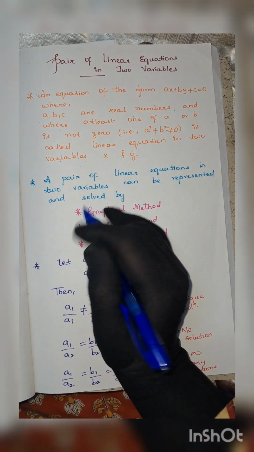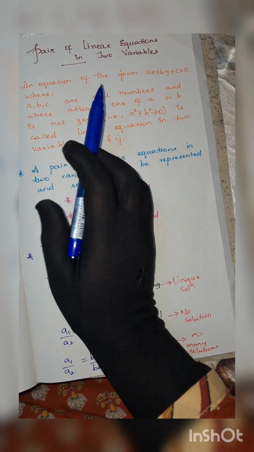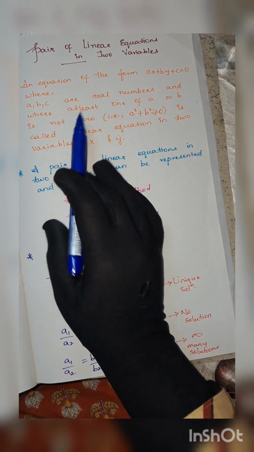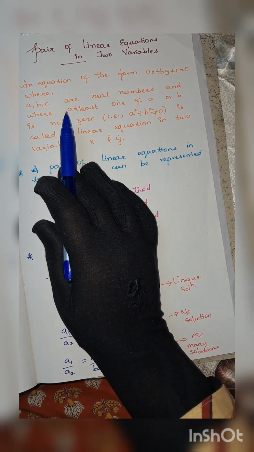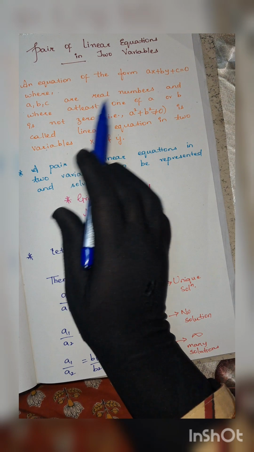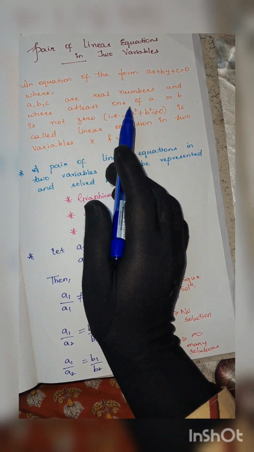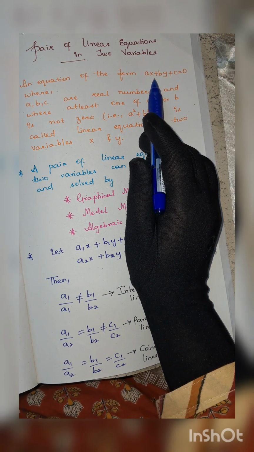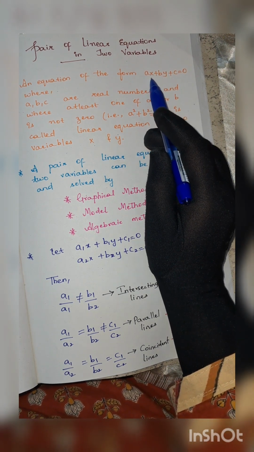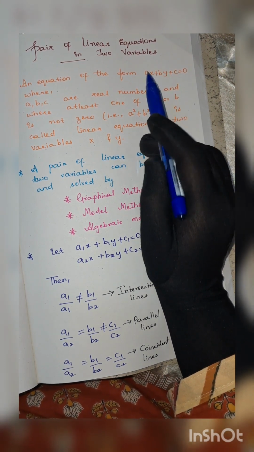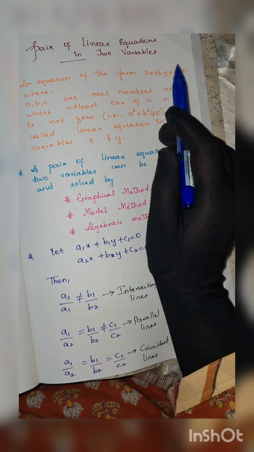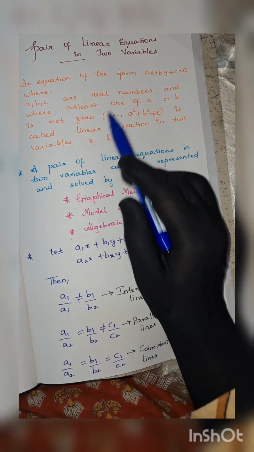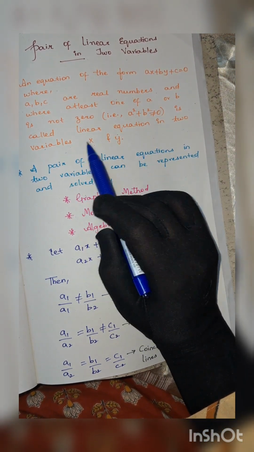Hello everyone, today we are going to start a new chapter of mathematics class 10th, pair of linear equations in two variables. So an equation of the form ax plus by plus c is equal to 0, where a, b, c are real numbers and where at least one of a or b is not 0. If both a and b are 0, the x and y terms will become 0. So that's why there is a condition that a and b should not both be 0, which is called a linear equation in two variables x and y.